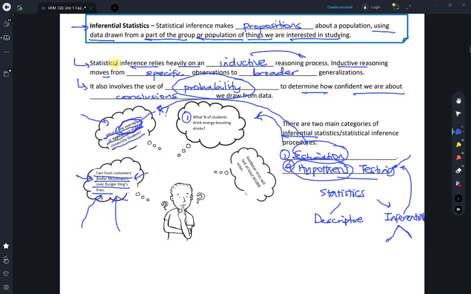consider these two scenarios. In this case, we ask, what percentage of students drink energy boosting drinks? What do you think? Would you use estimation or hypothesis testing? Well, since we're finding an unknown value, I would pass this off as an estimation problem.